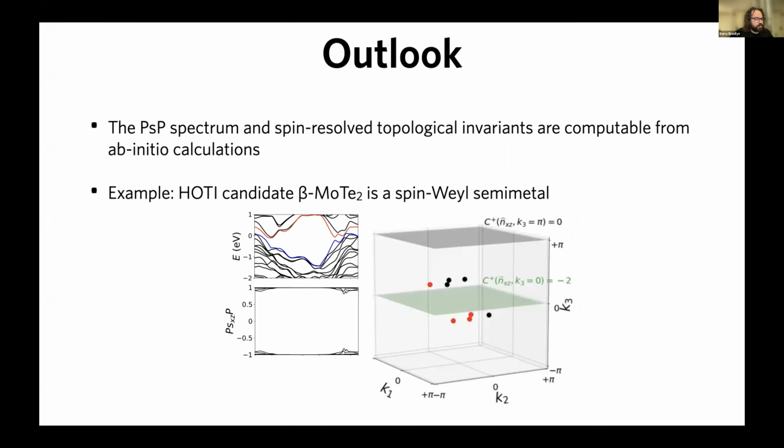I'll just conclude by pointing out that we can apply these ideas to ab initio calculations and compute the spin spectrum and spin band topology for realistic materials. We did this for a model of beta-MoTe2, zone with partial Chern number -2 from planes with partial Chern number 0.